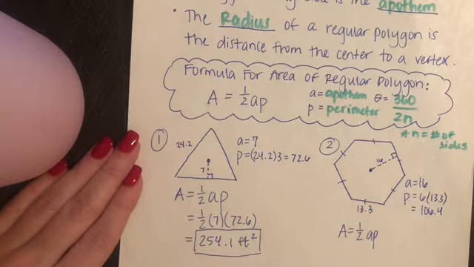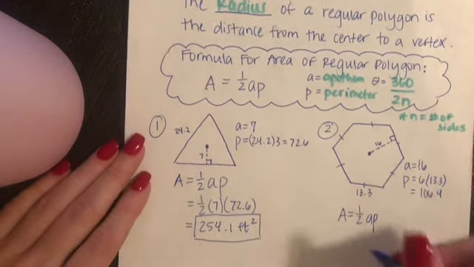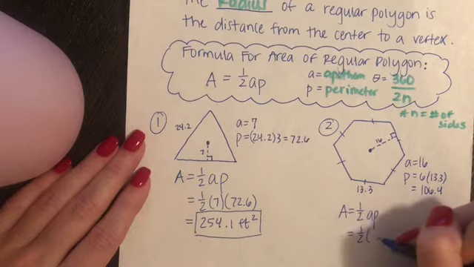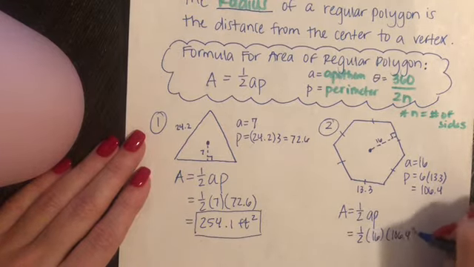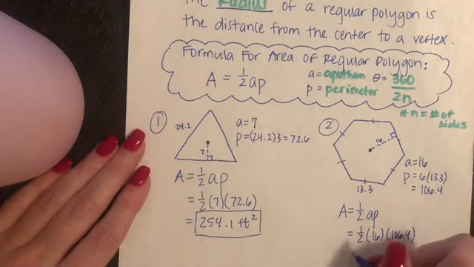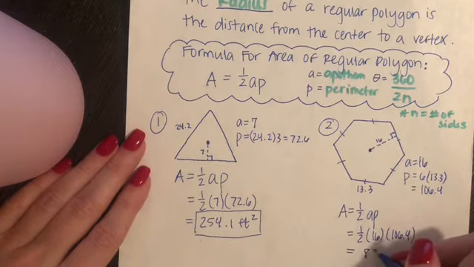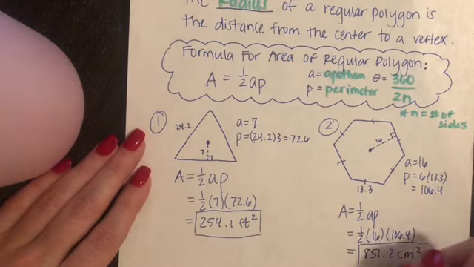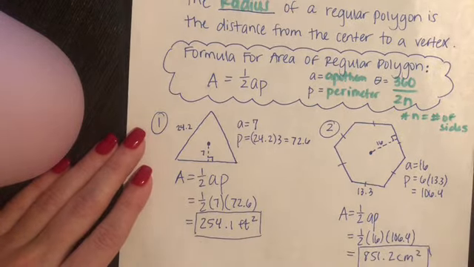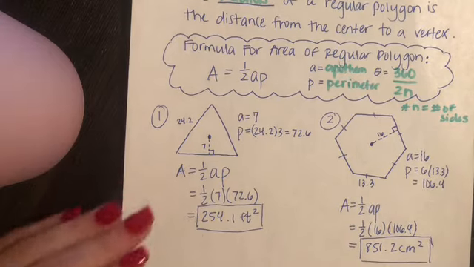106.4. Okay, now that we know this, we can plug it in. Okay, and when we crunch the numbers, we're going to get a grand total of 851.2 square centimeters. Okay, and this will be our final answer.